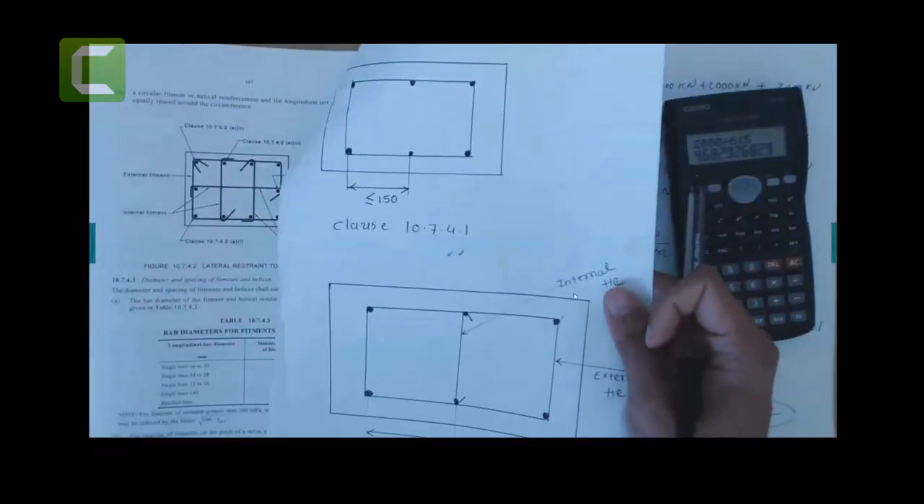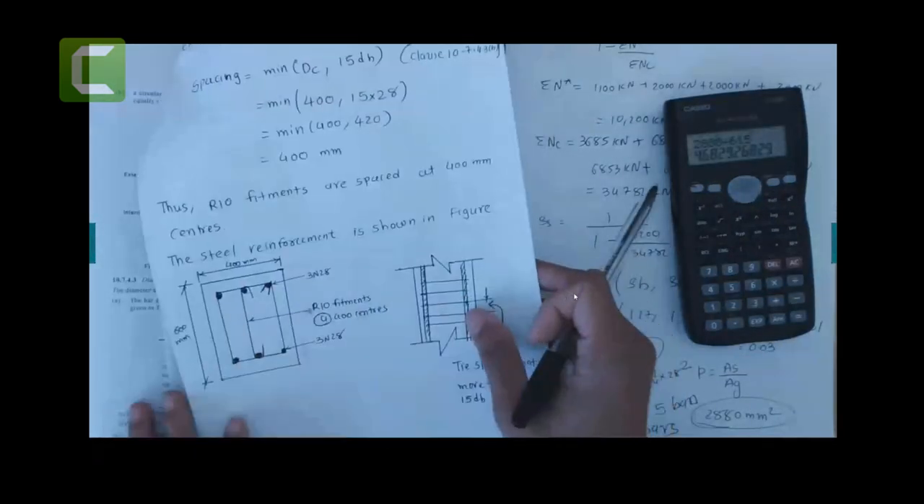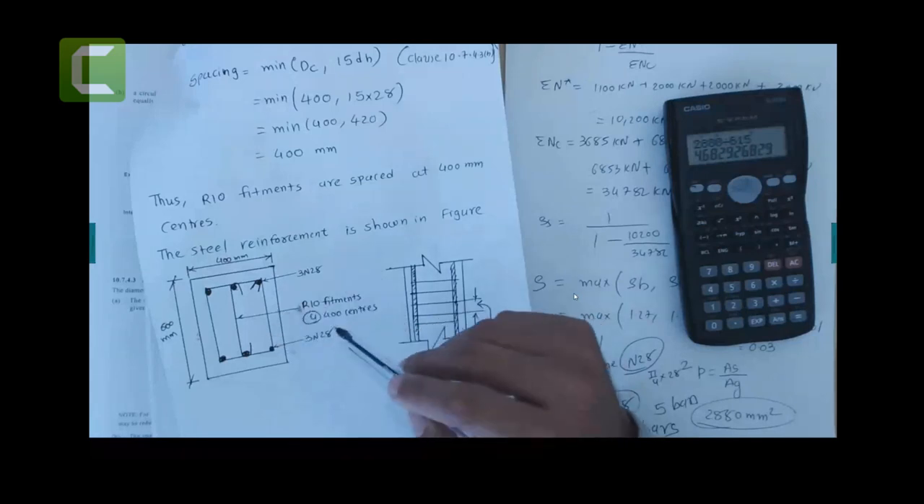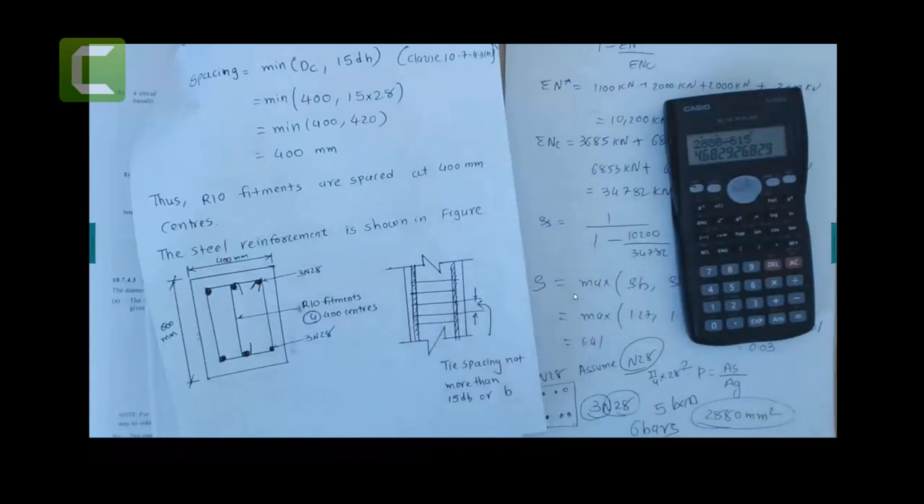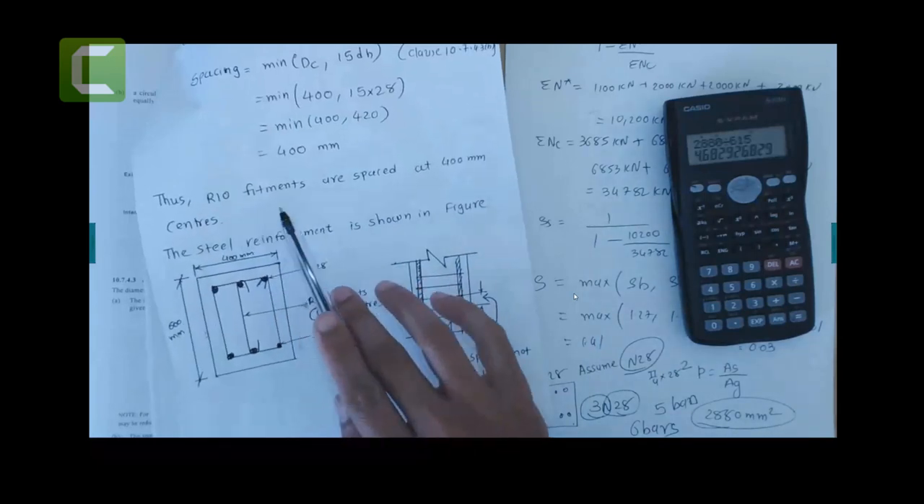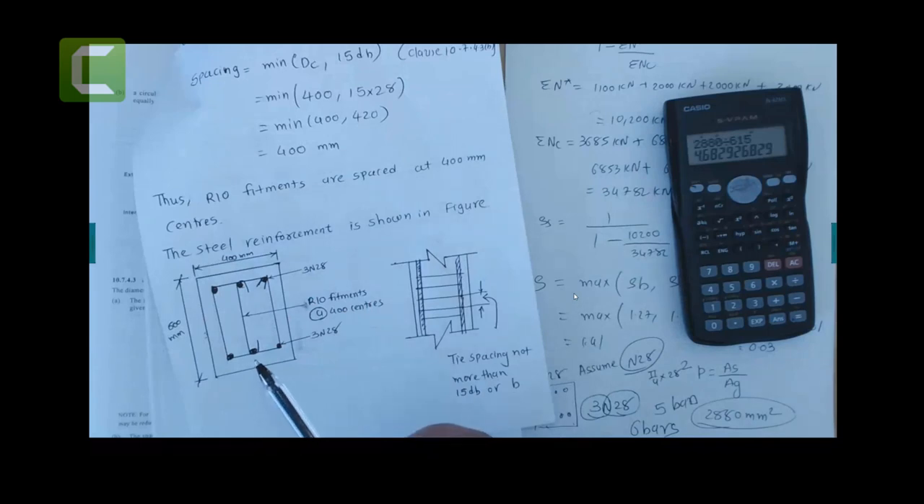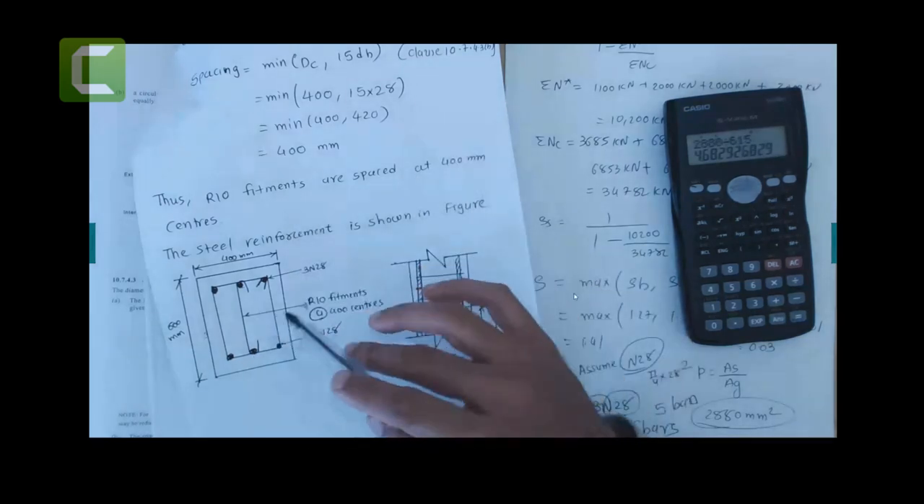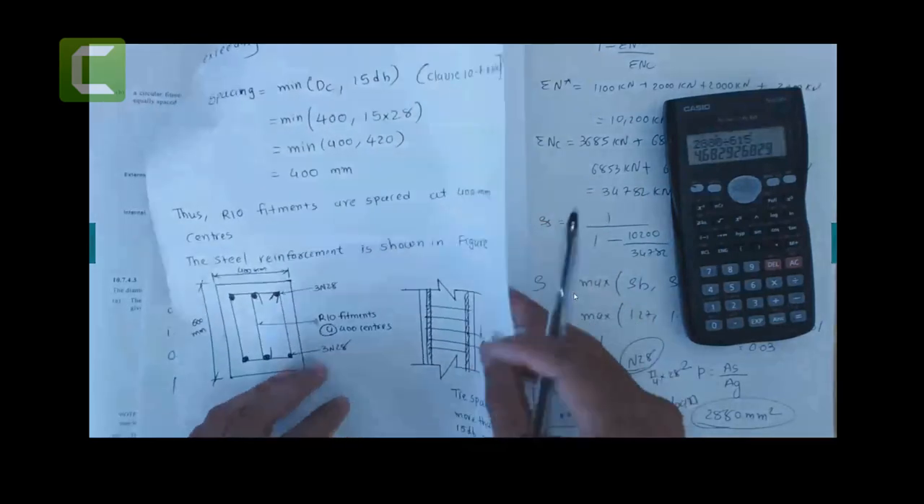Like those. How did you decide the R10 fitments? Do you just always go with R10? Generally, in the columns, we normally provide fitments of 10 or 12, R10 or R12. Cool. So that's the fitment size. We use reinforcement in that range of 28 for the longitudinal reinforcement. So this is the assumption, that R10 fitments we assume. Does it answer your question? Yep. Okay. So R10 or R12 fitments.